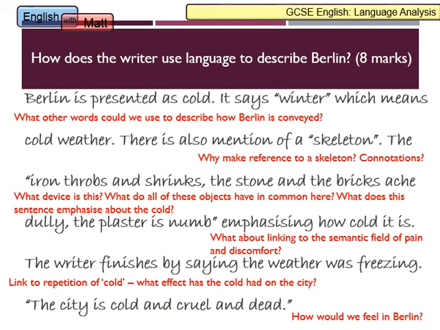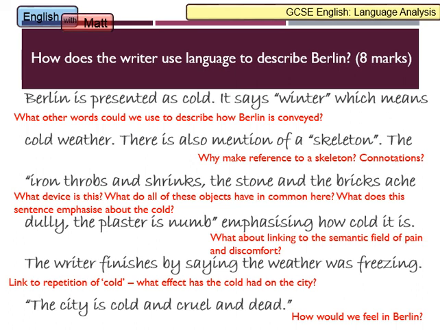So as we can see here, I've separated that answer and I've just put some questions in red of things to consider. So for example, how would you describe Berlin? Why has the writer used skeleton? What are the connotations of skeleton? What device is that? Or what devices is the iron throbbing and shrinking and the stone and the bricks aching? What device is that? What does that mean the writer is emphasising about the cold, if even inanimate objects are feeling pain because of how cold it is?